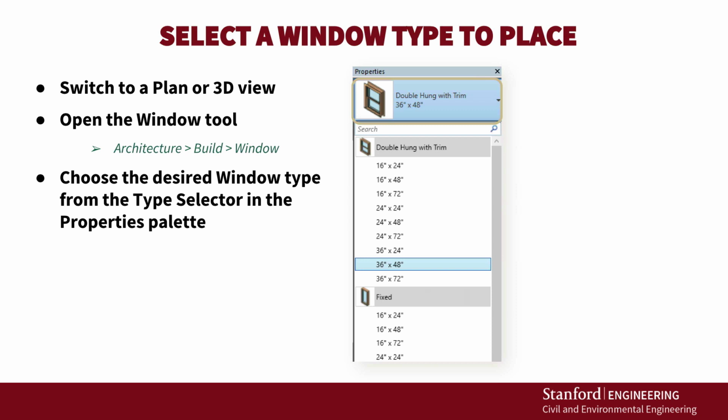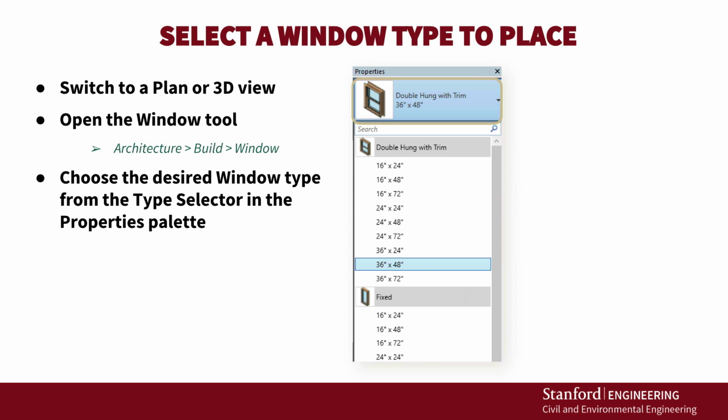Now, windows are placed very similarly. Again, you'll switch to a plan or a 3D view and open the Window tool that appears under the Architecture tab in the Build section. And again, you'll choose one of the available window types from the Type selector in the Properties palette. These window types are the ones that are already loaded through the project template.